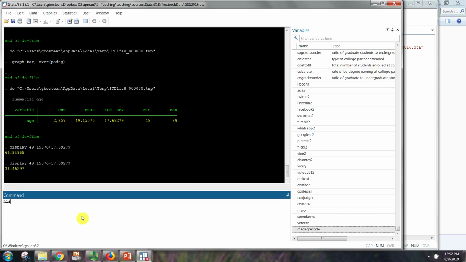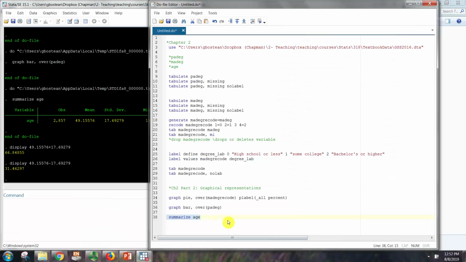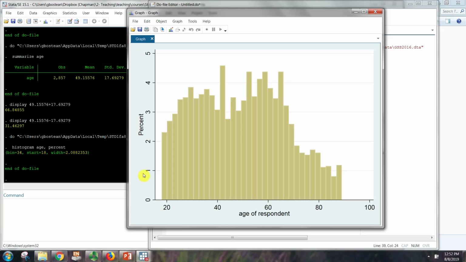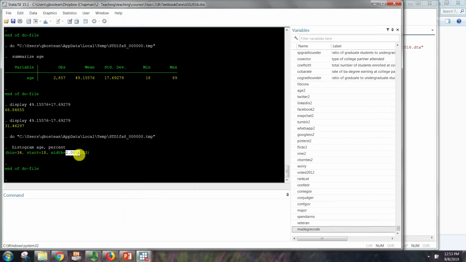Okay, so here let's do a histogram. Oh, let me go back into the do file now. For a continuous variable, we can create a histogram, and we'll want to give the percentage of people that fall into each of the bins in the histogram. So here we have the percentage of people who fall into each of these age ranges. Well, it's hard to see what the age ranges are on the actual graph, but here it tells us what the bins are, and the width being the number of years.